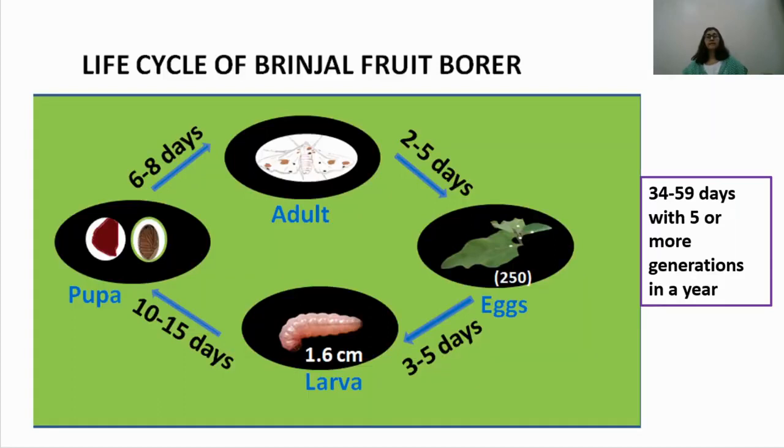This is the life cycle of brinjal fruit borer, where you can see the adult moth. Within 2 to 5 days it lays eggs on the brinjal plant. After 3 to 5 days larvae hatch. After 10 to 15 days fully mature 5th instar larvae will develop into pupa, and after 6 to 8 days it will develop into adult. Life cycle is short, 34 to 59 days with 5 or more generations in a year.